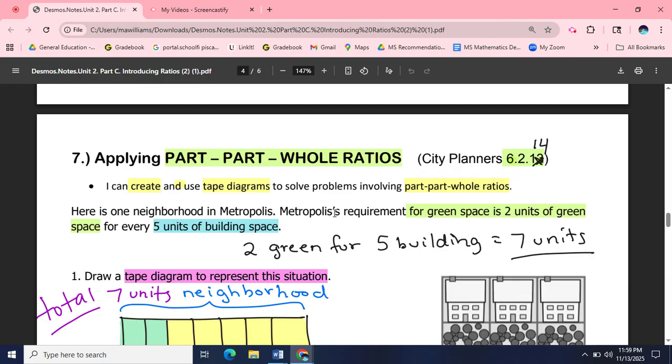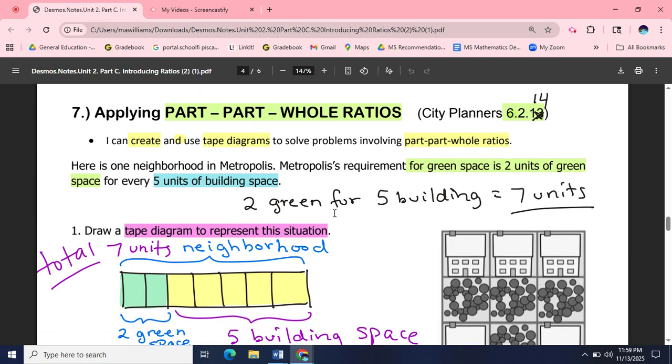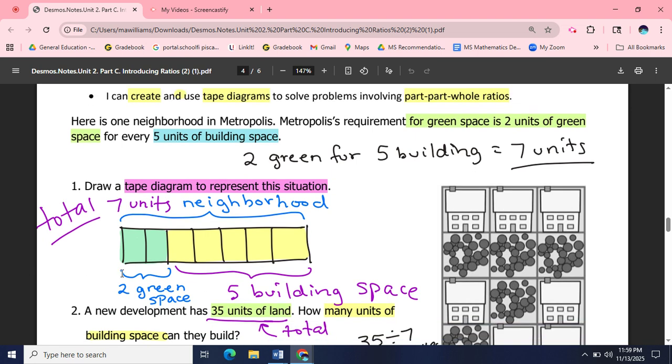Draw a tape diagram to represent this situation. Since it's out of 7, I cut it into 7 parts. Let's look: 1, 2, 3, 4, 5, 6, 7. 2 out of 7 is green, and then 5 out of 7 is building. So I shaded that and I wrote that.